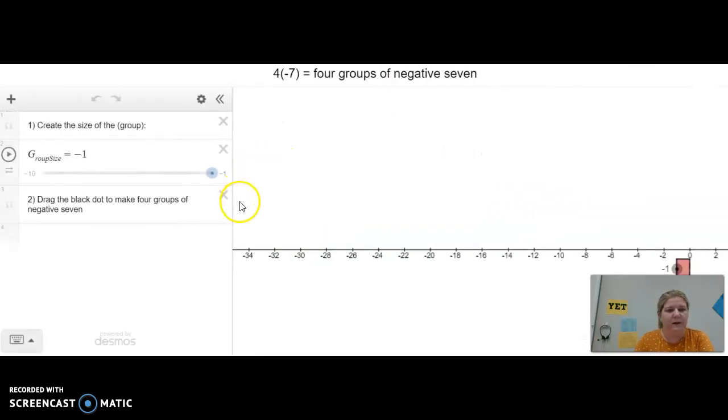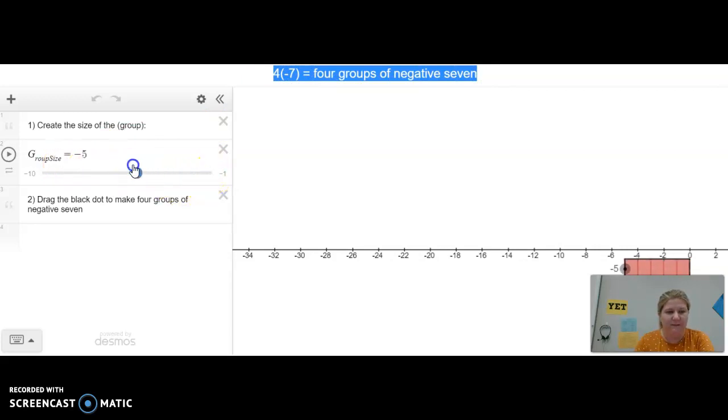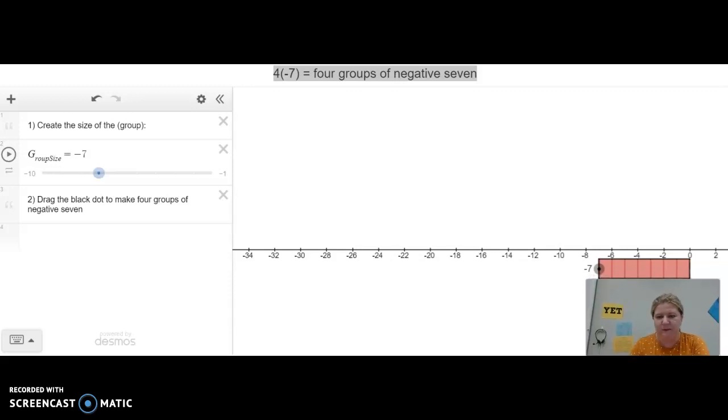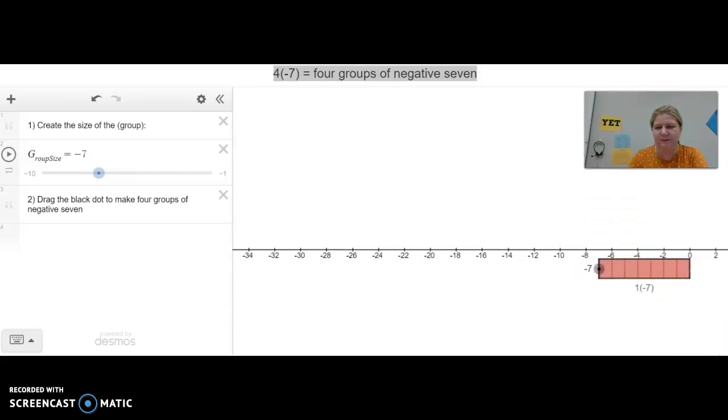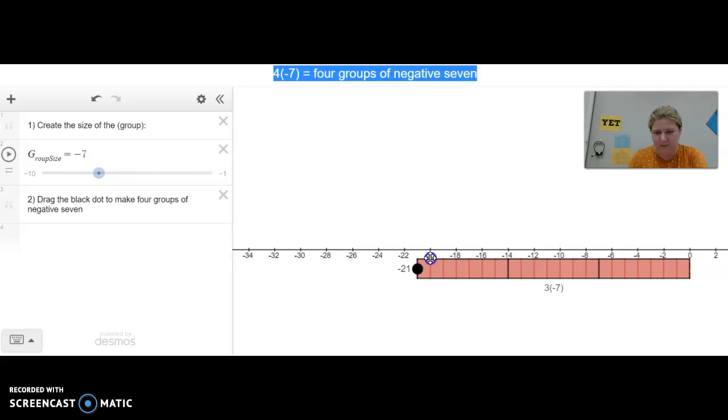Okay, so here's our task. 4 groups of -7. So our group size is -7. Okay, -7, let me move this up. -7 is our group size, and then we need 4 groups of that. So here's 1 group, 2nd group, 3rd group, 4th group. So 4 groups of -7 gives me -28.